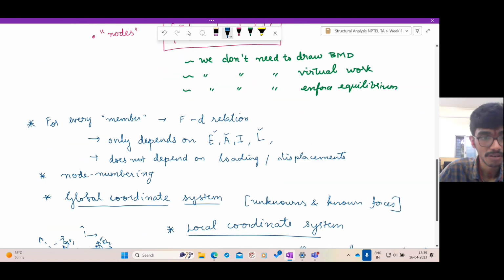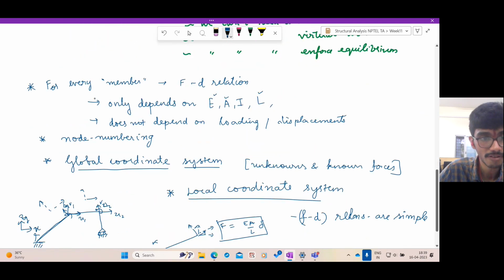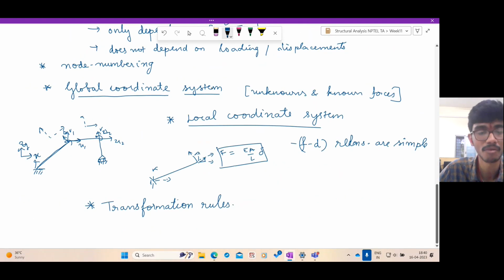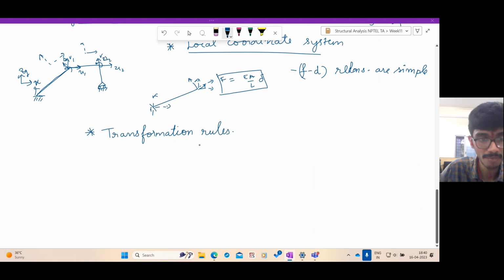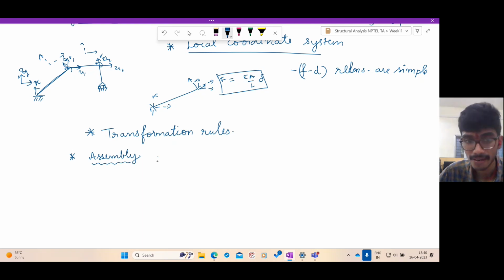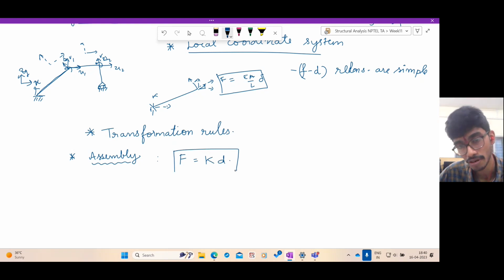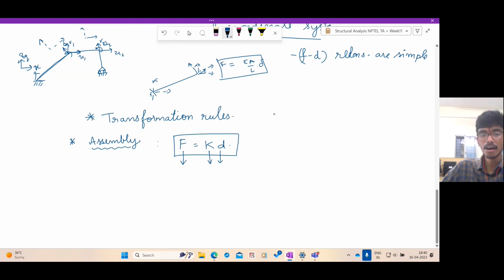So once you have the local force displacement relations for every member, a consistent system of node numbering, a global coordinate system, and a local coordinate system, the next step is to put them all together in an assembly operation. So assemble them together, and finally you get F is equal to K times u. This is what you need to get finally. These are all in the global coordinate system, so K is also in the global coordinate system. So let us see how to go about this.